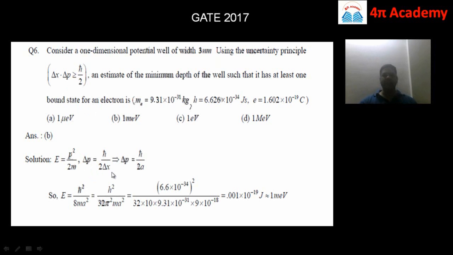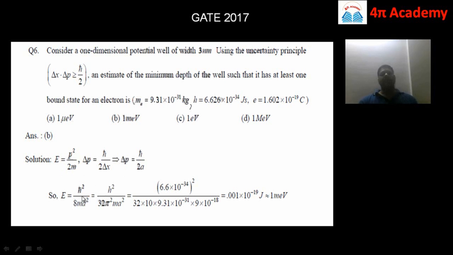Here we substitute the value of delta x as simply a, where a is the width of the potential well. So that will be ħ upon 2a, that is the uncertainty in momentum. Now in quantum mechanics, energy can be written as p square upon 2m. So instead of p, we put the value of delta p, and hence we get the formula for energy as ħ square, because this p square will be equal to ħ square by 4a square, multiplied by 2m in the denominator. So it will be ħ square upon 4 into 2, that is 8, m into a square.